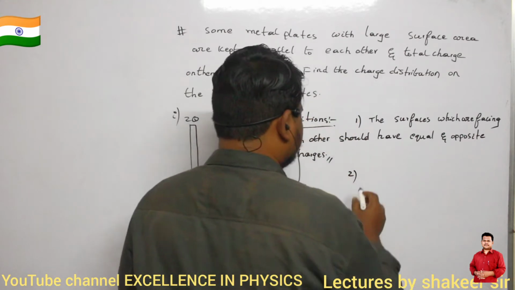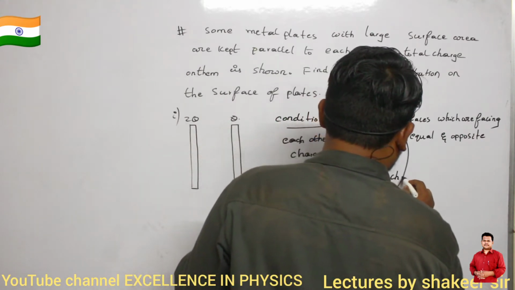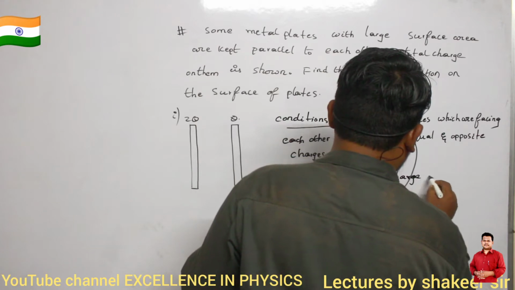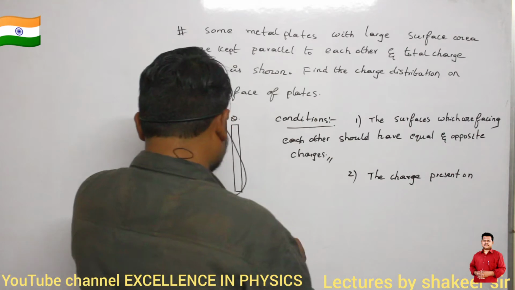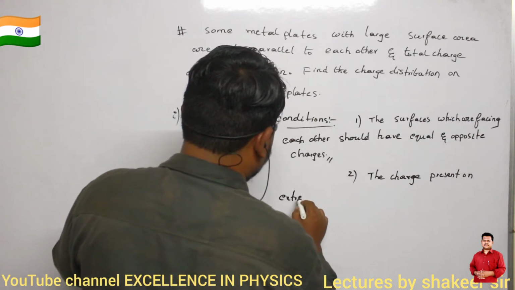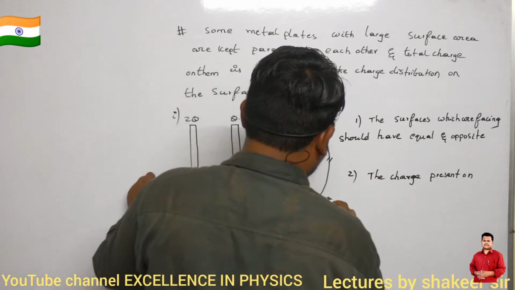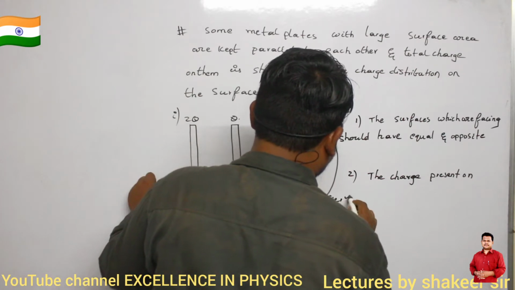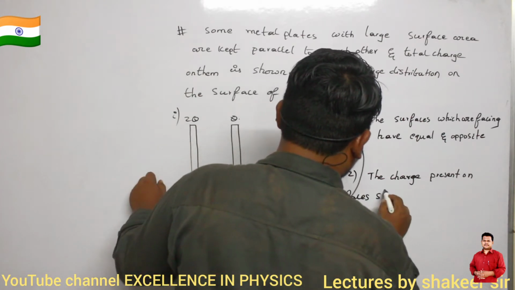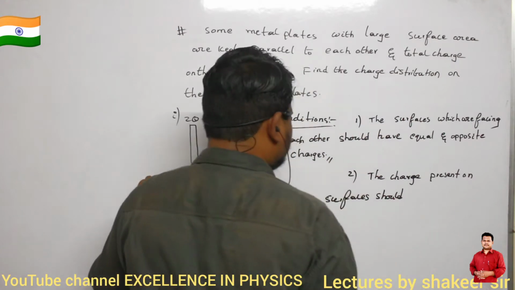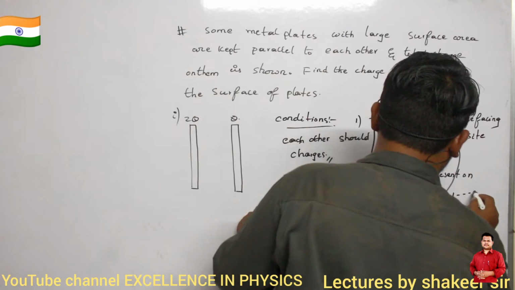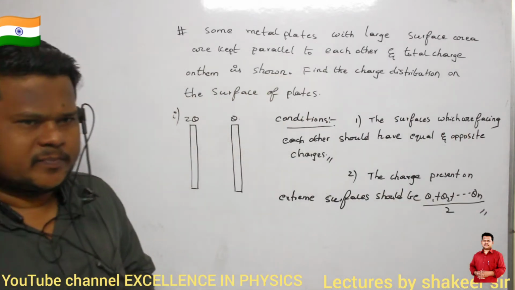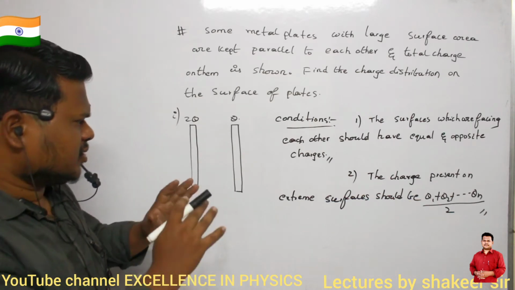The second point is that the charge present on the extreme ends, or extreme surfaces, should be (q1 plus q2 plus up to qn) divided by 2. That's all. So these are the charges which are present on the extreme surfaces.